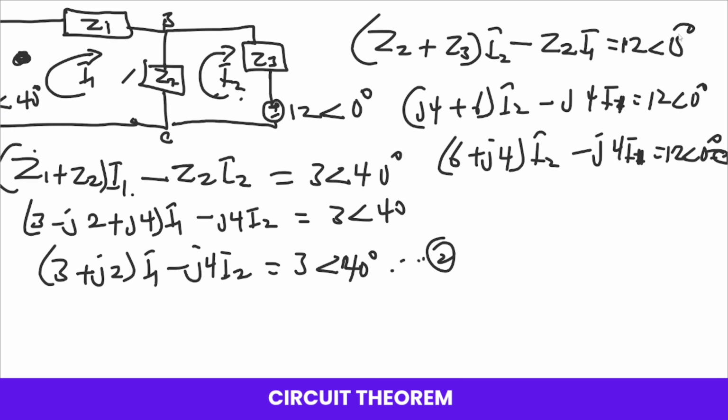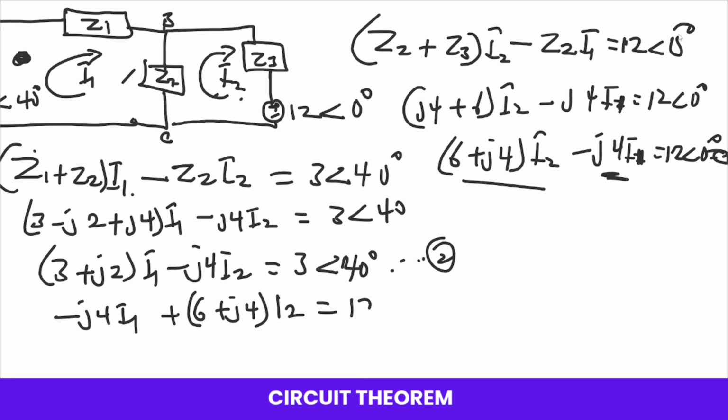In order to represent it well, you can have equation 1 and equation 2 together. Let's rewrite this so that I1 appears first, so that it will be in order. We're going to get minus J4 I1, then I2 with plus 6 plus J4 all multiplied by I2, and this should be equal to 12 angle 0 degrees. So you can represent this as equation 1, and this was our equation 2.